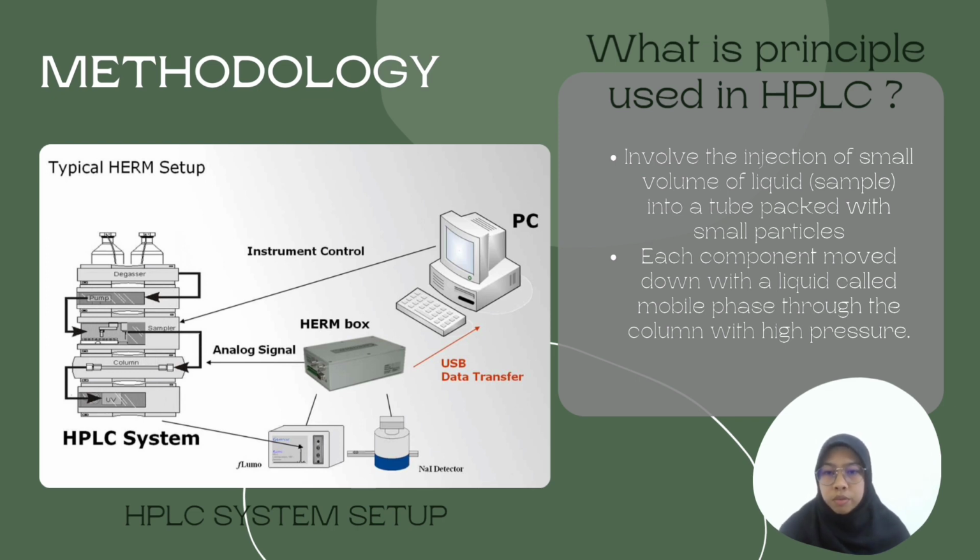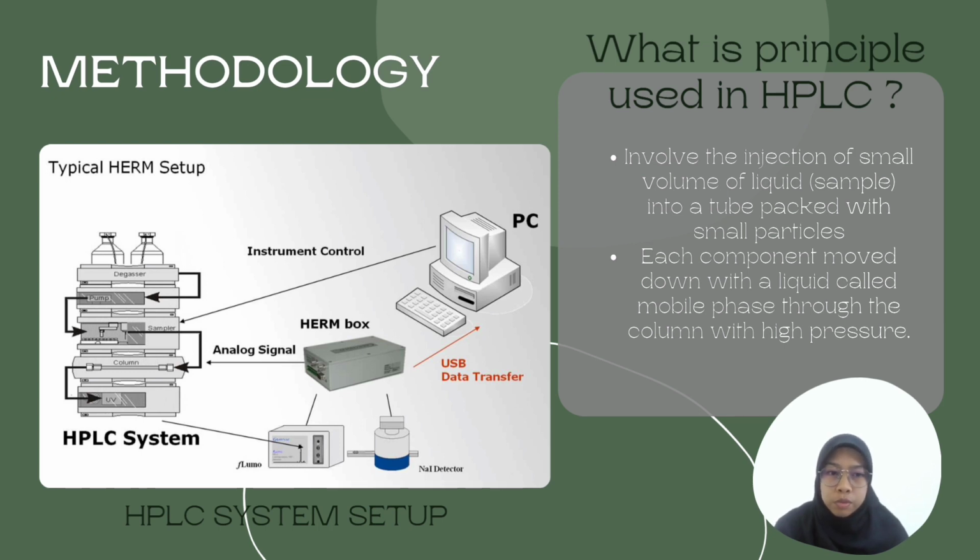HPLC also involves the injection of a small volume of liquid sample into a tube packed with small particles, and each component moves down with a liquid called the mobile phase through the column under high pressure. The division of these compounds is due to their relative differences in travel through the column, and the compounds of the mixture travel at different rates due to their relative affinities with the solvent and stationary phase.